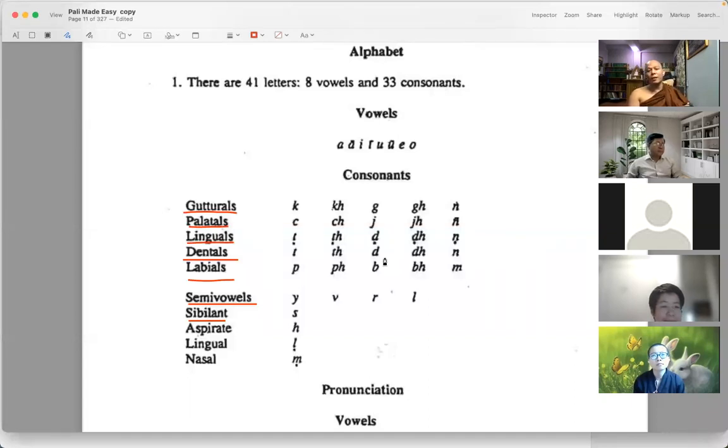And the last one is labial. Labial is related to our lips. So here B, BH, B, BH, B, BH, and M. That is English pronunciation. But in Pali, we pronounce ba, pa, ba, ma. When we pronounce these 5 alphabets, we need to touch our lips to each other. By closing, they can be pronounced. If we do not close our lips, we can't pronounce them. So they come from the lips. That is why they are called labial.